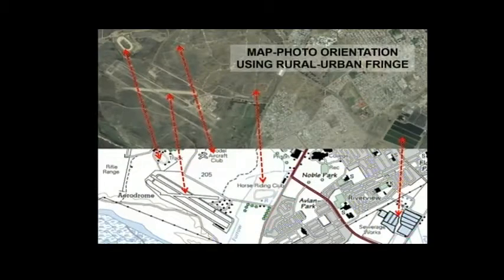Here we've got the rural-urban fringe of Worcester. Here we've got the photo. Here we've got the map. And have a look at that. You can actually see the orientation here. Here we've got the track. There's the track. Here we've got the aerodrome. There's the aerodrome. Here we've got the horse riding club. There's that. So can you see how you must be in a position to orientate your photos with a map so that you can get to your answers.